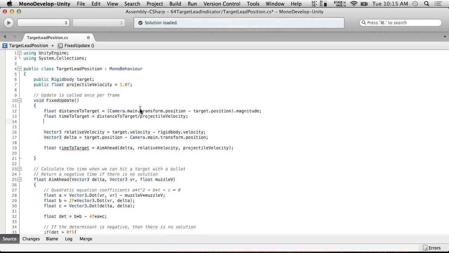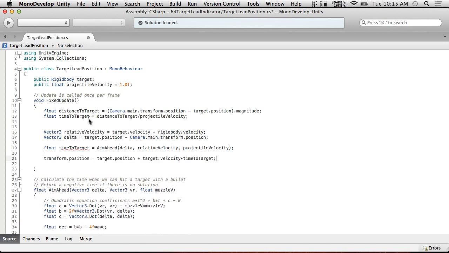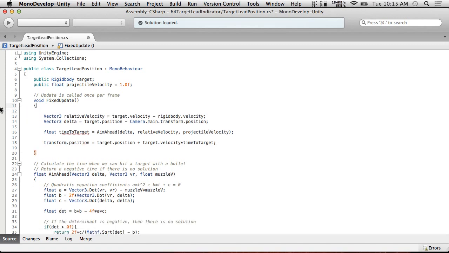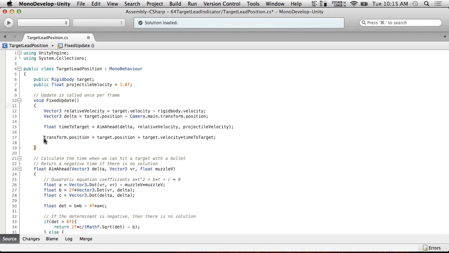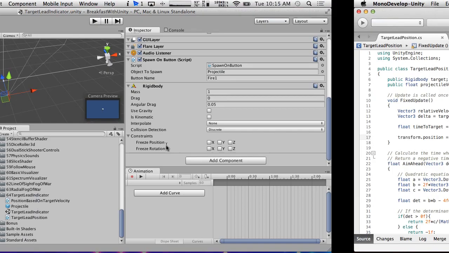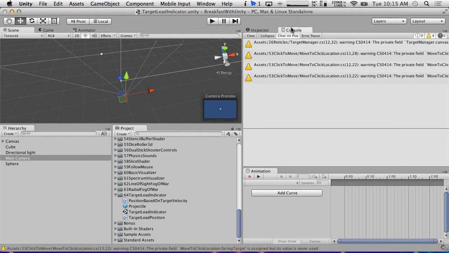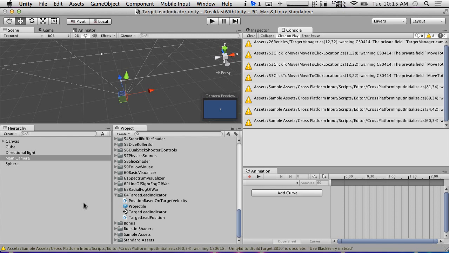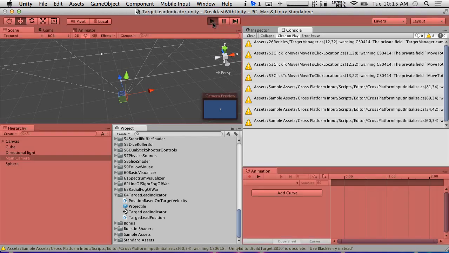Then our position equals target dot position plus target dot velocity times time to target. There it is. So since we have time to target now, we can do that, and I'm going to get rid of these two things, and hopefully this will just work. Maybe we'll get it right on the first try. So we're going to hit save. We're going to see if there's any compile errors. Looking good so far. And now we're going to see if this actually works. So we're going to hit play.